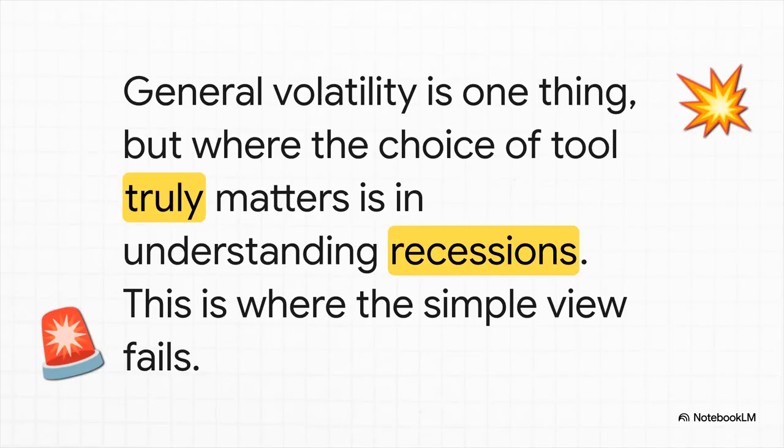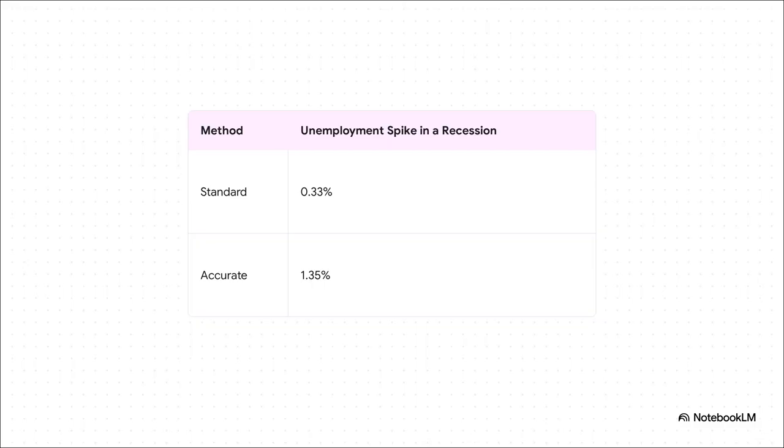General volatility is one thing, but where the choice of your tool really matters, where it becomes critical, is in understanding recessions. And this is where that old, low-resolution view just completely falls apart. And this table, honestly, this is just staggering. Researchers hit the model with a negative shock, like the start of a recession, to see how unemployment would react. The standard method? It predicts a tiny spike of just 0.33 percentage points. But the accurate method shows the spike is actually 1.35%.